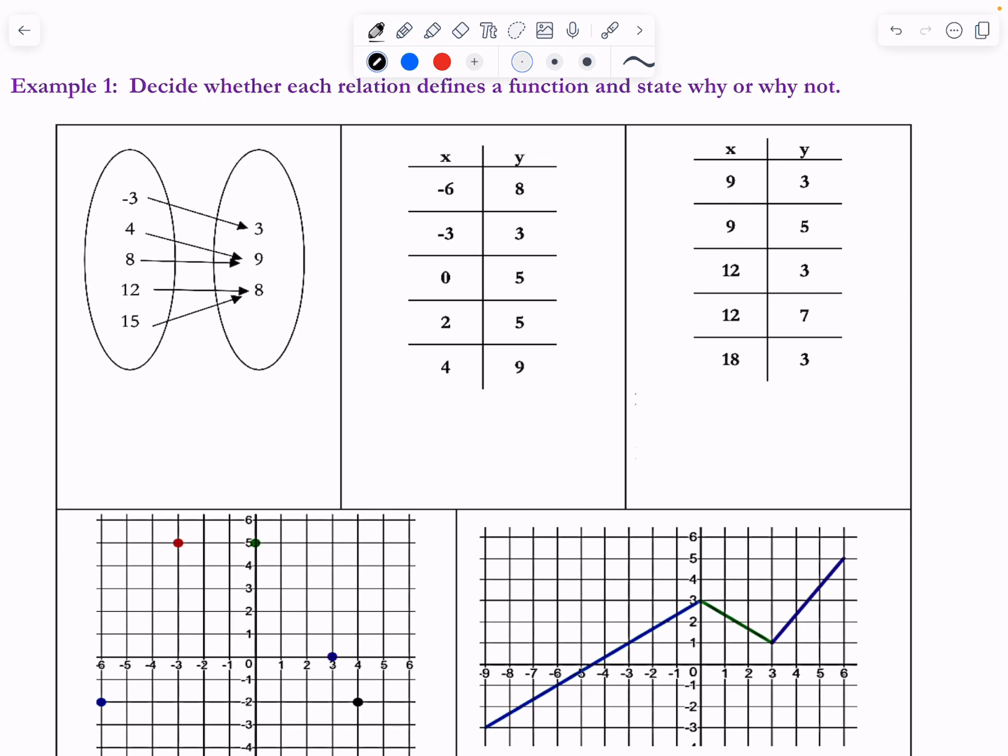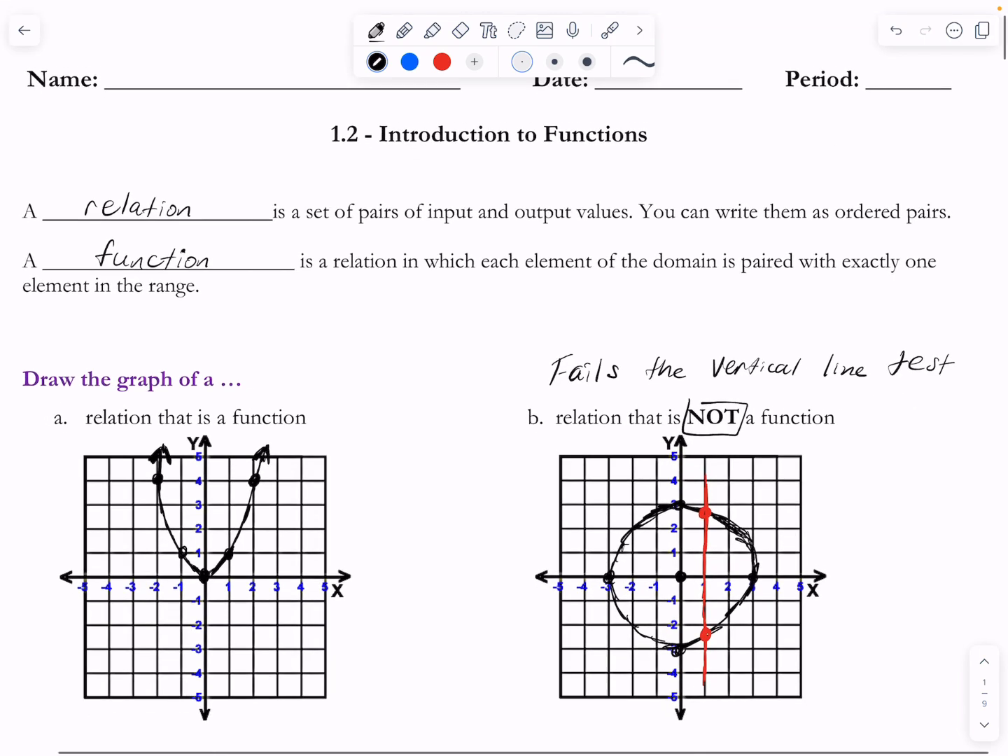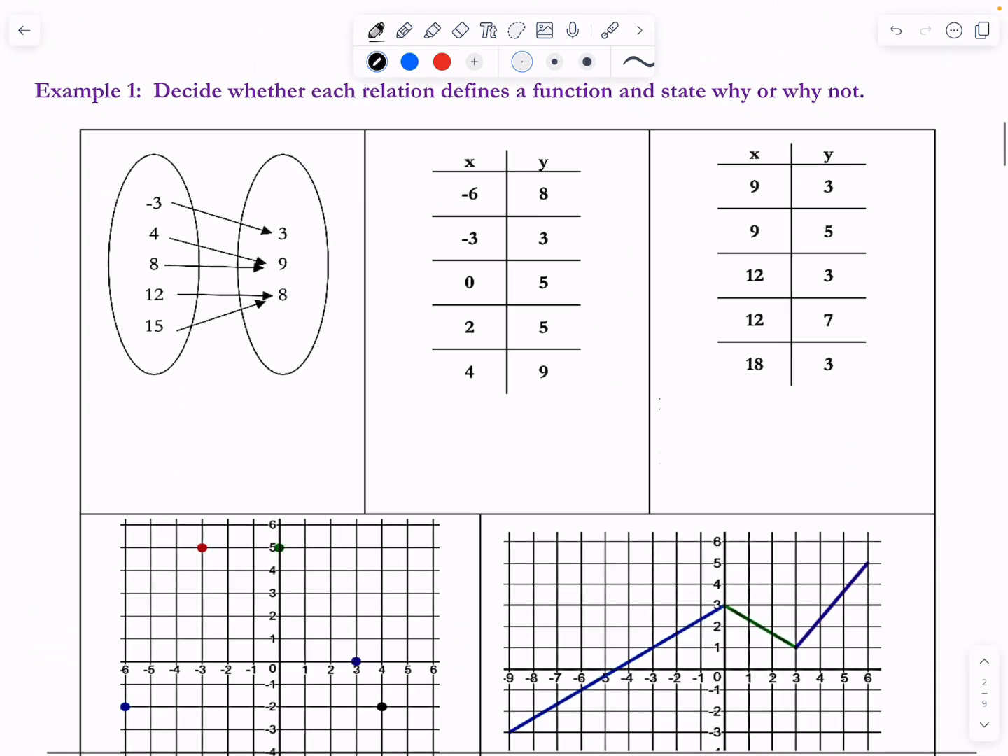The key thing here is knowing that phrase: if you have repeated inputs, that's going to violate the vertical line test, so it's not going to be a function. You can also refer back to the very first definitions and say as long as each domain element is paired with exactly one element in the range, then you know it's a function.